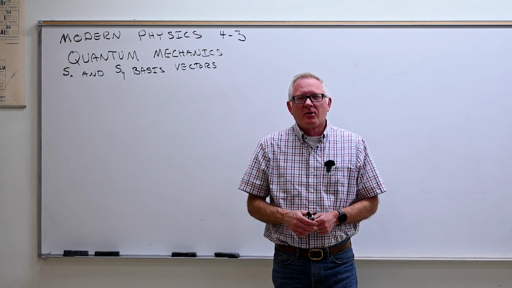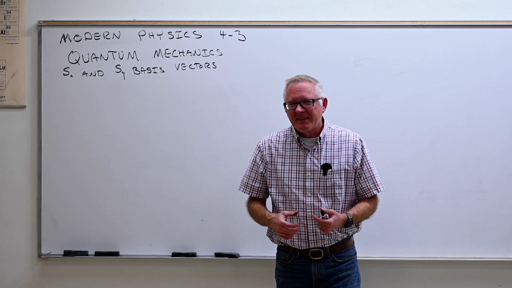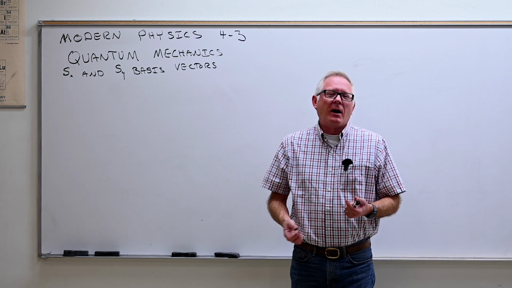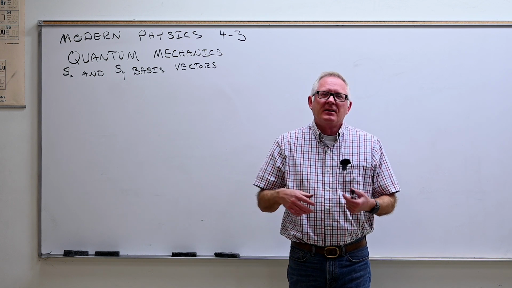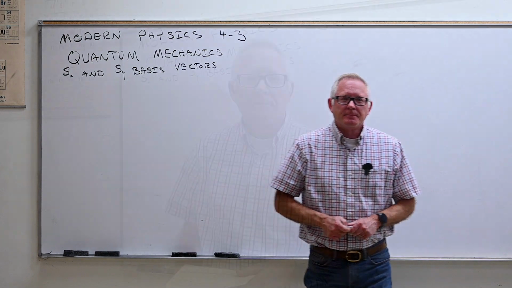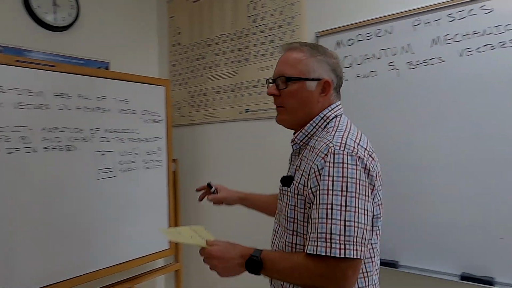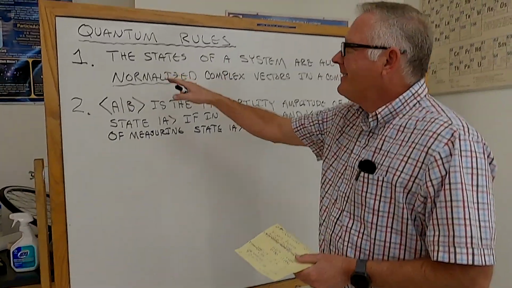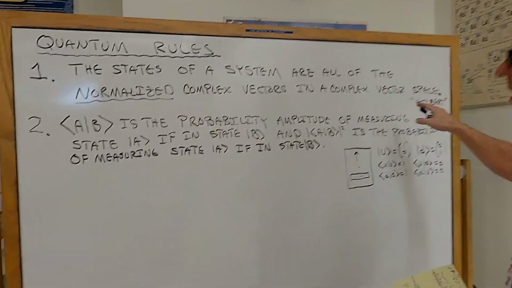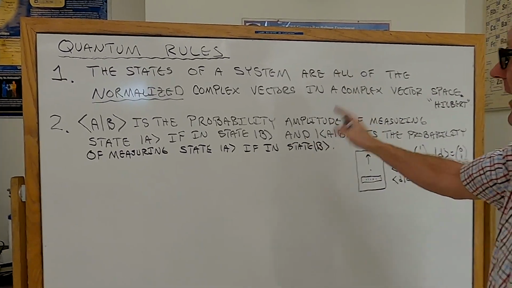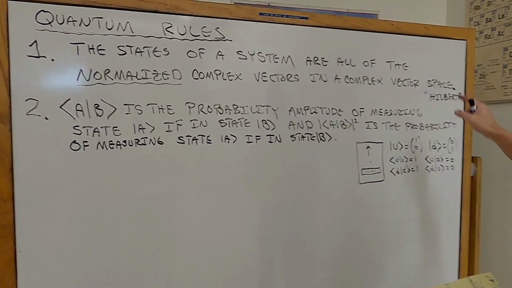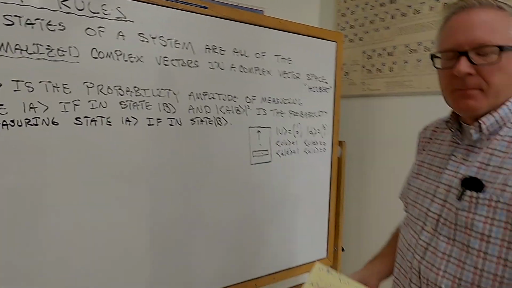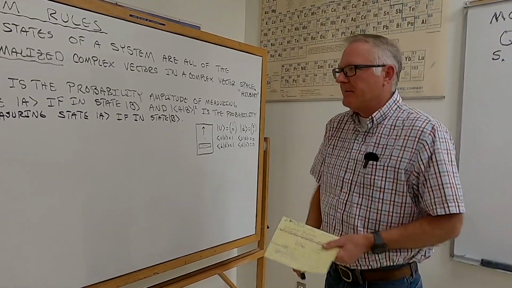So continuing with our quantum mechanics, we're now going to look at the Sx, which was our right-lefts, and Sy, which was our in-outs, in a little bit more detail. Okay, just to remind you, we've had two quantum rules so far. One is the states of a system are all of the normalized complex vectors in a complex vector space, which we call the Hilbert space. Those are all the states.